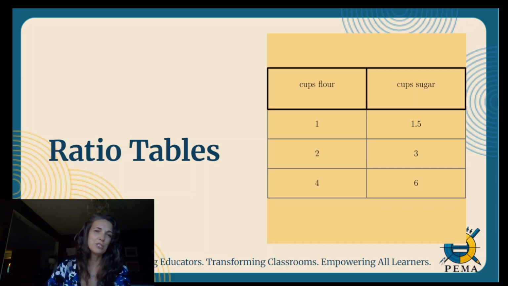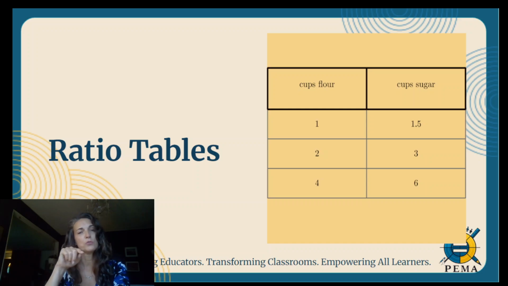And then probably the most abstract is ratio tables. And one of the common misconceptions with ratio tables is a lot of times kiddos will see those rows as additive. And it's really important that we talk about how it's multiplicative from left to right. And so because it's multiplicative, we can use division to find the unit rate. So in this particular example, it's 1.5 cups of sugar to 1 cup of flour. That's the unit rate. And the unit rate would be 1.5 cups of sugar for every cup of flour.